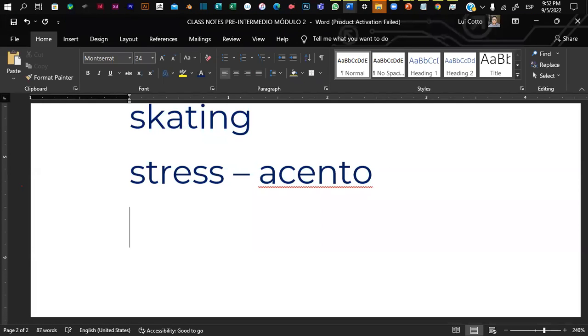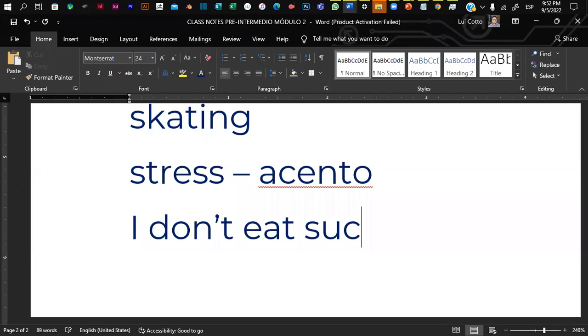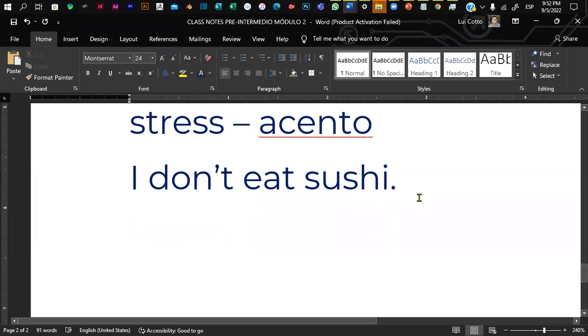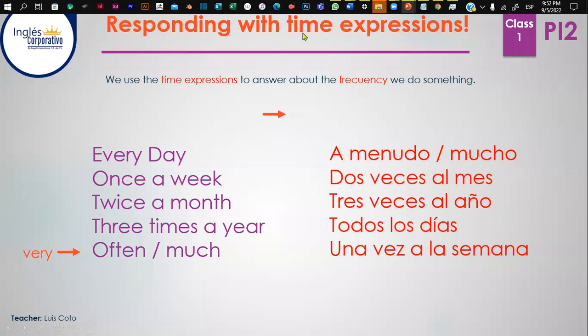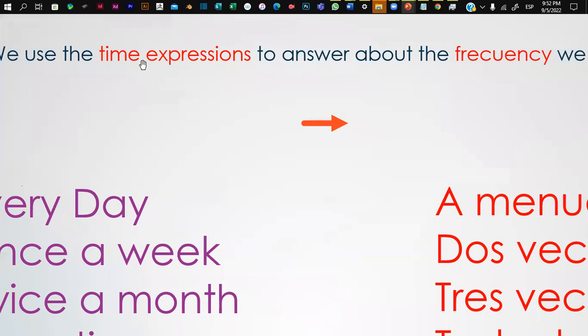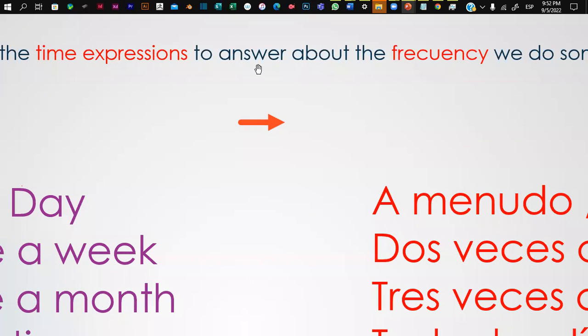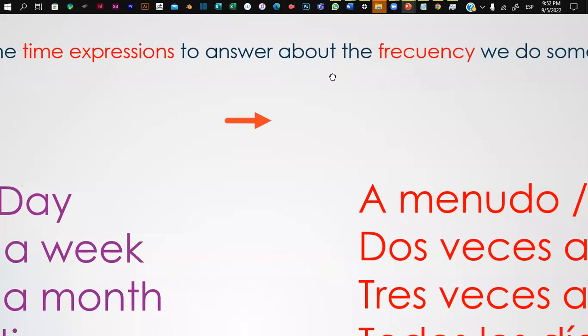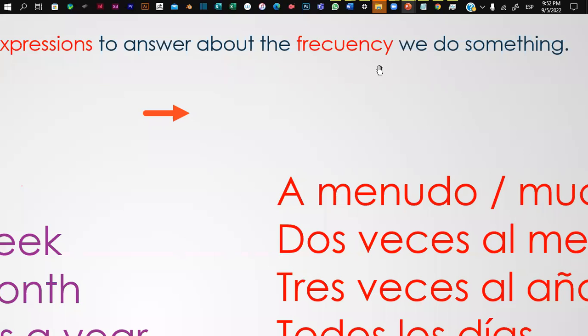No. Zero. I don't. Okay. You can use I don't. I don't eat sushi. I don't like it. I don't like sushi. I don't eat sushi, etc. This is negative, and you are responding. Okay? The important thing is that you respond. Good. We use that time expression to answer about the frequency. Okay, repeat this word. Repeat it.